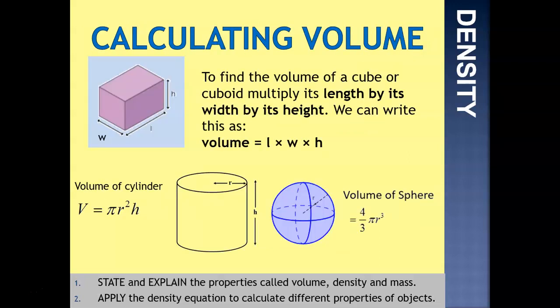Calculating the volume of a cube or a cuboid is simple. We just multiply its length by its width by its height. So if we're given a material that's got square sides and is a cuboid, we can easily work out the volume. Also given to you there are the ways of working out the volume of a cylinder and the volume of a sphere. You'll come across these in maths anyway, and they may be useful in science. Next lesson we'll look at using an experiment to calculate density, and these will become more useful then.